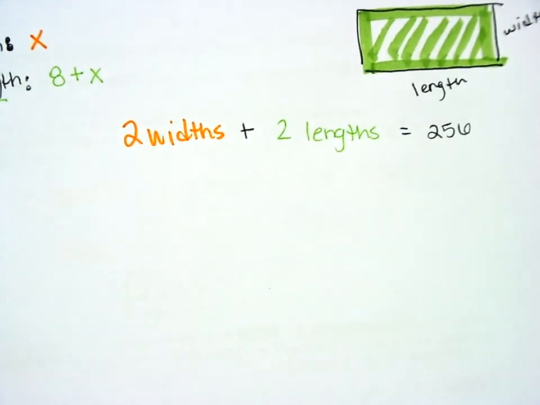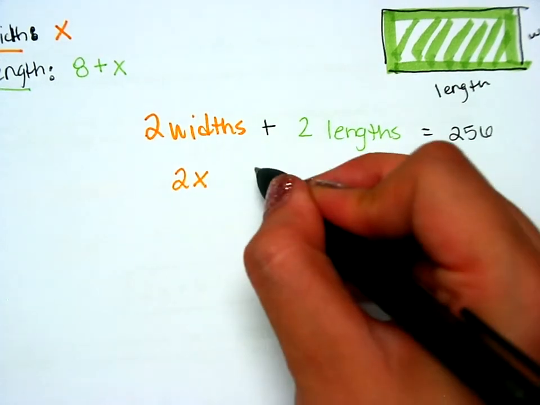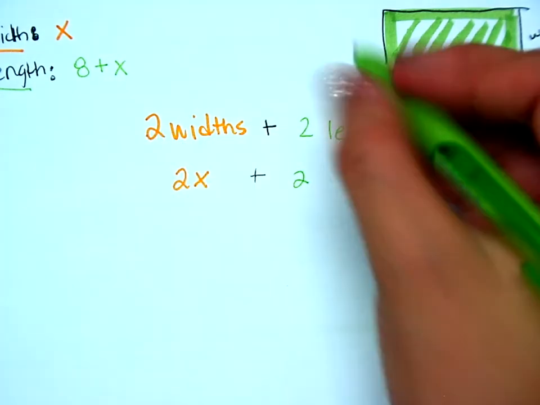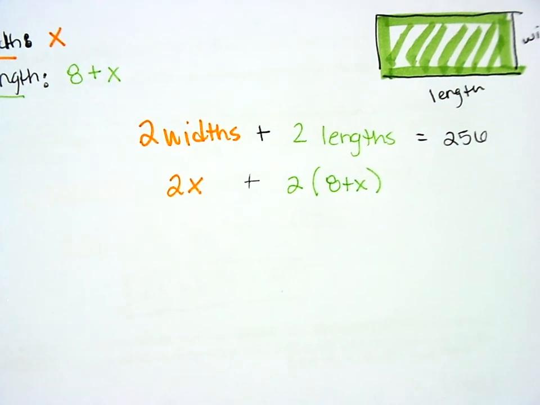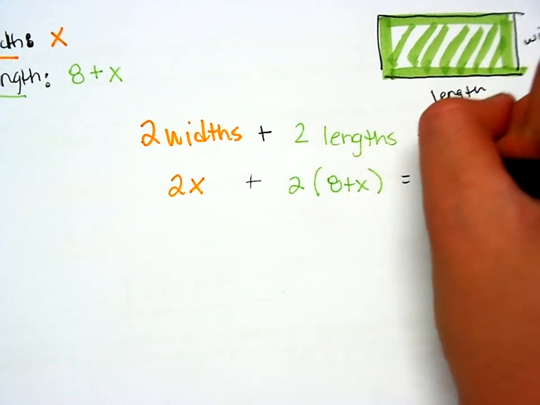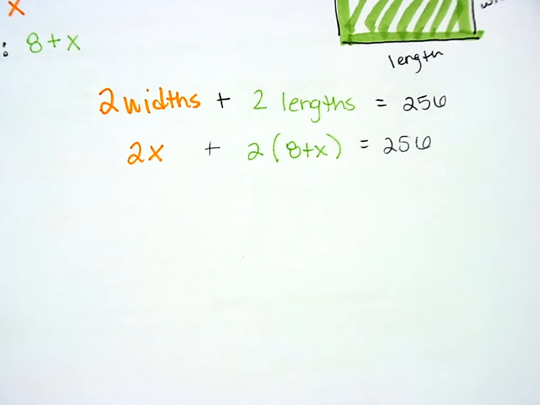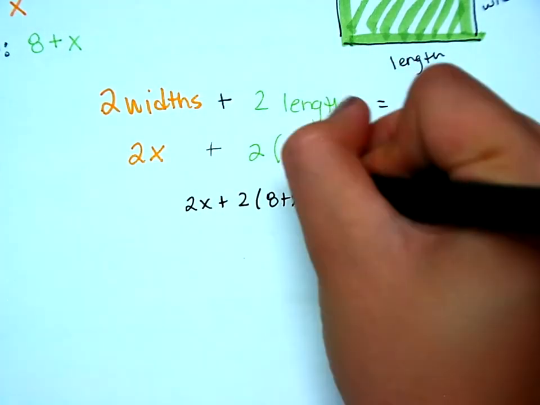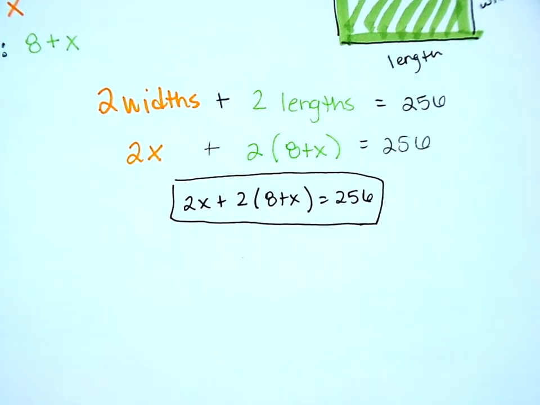Okay, let's plug in our math. So I've got 2 of the width, that's 2x. I'm adding 2 of the lengths, so 2, and then remember the length was 8 plus x. That's an expression I want to put in parentheses to make sure I do my order of operations correct. And we equal our total. Pen's running out. All right, so we need to solve for x because we're going to solve this problem now. Let's clean it up real quick before we do that. We've got 2x plus 2 times 8 plus x equals 256. I'm going to box this as our final equation, and we're going to start solving now.